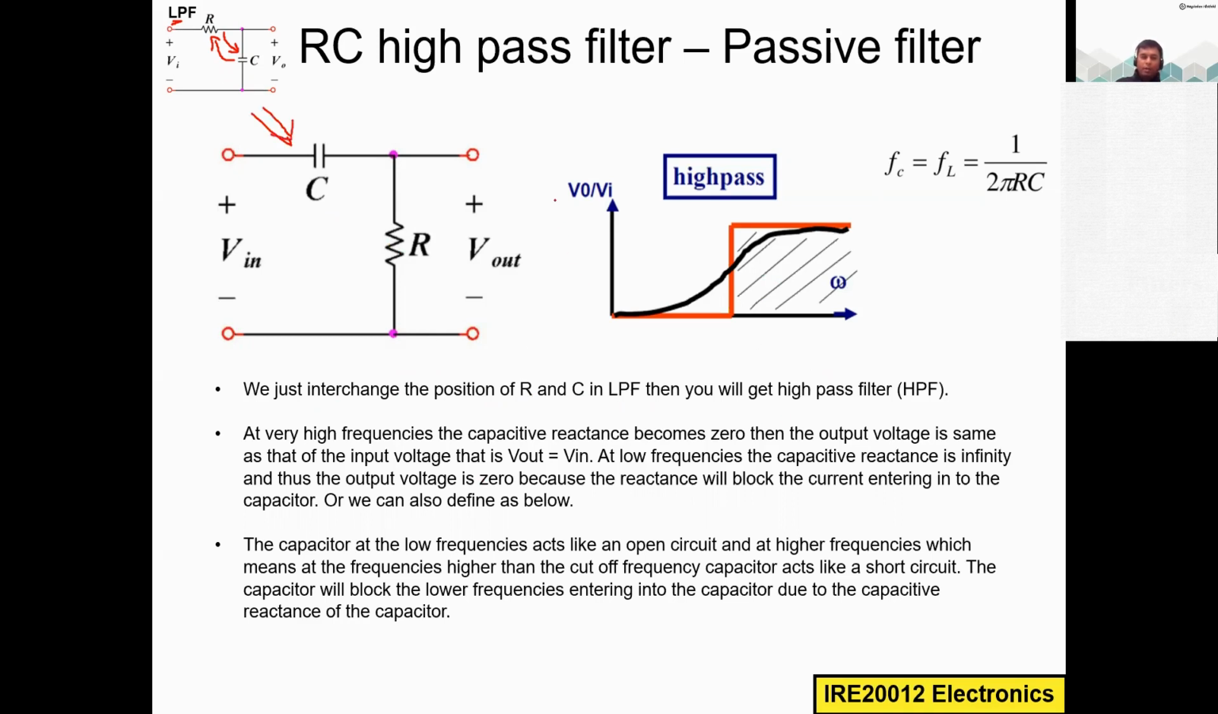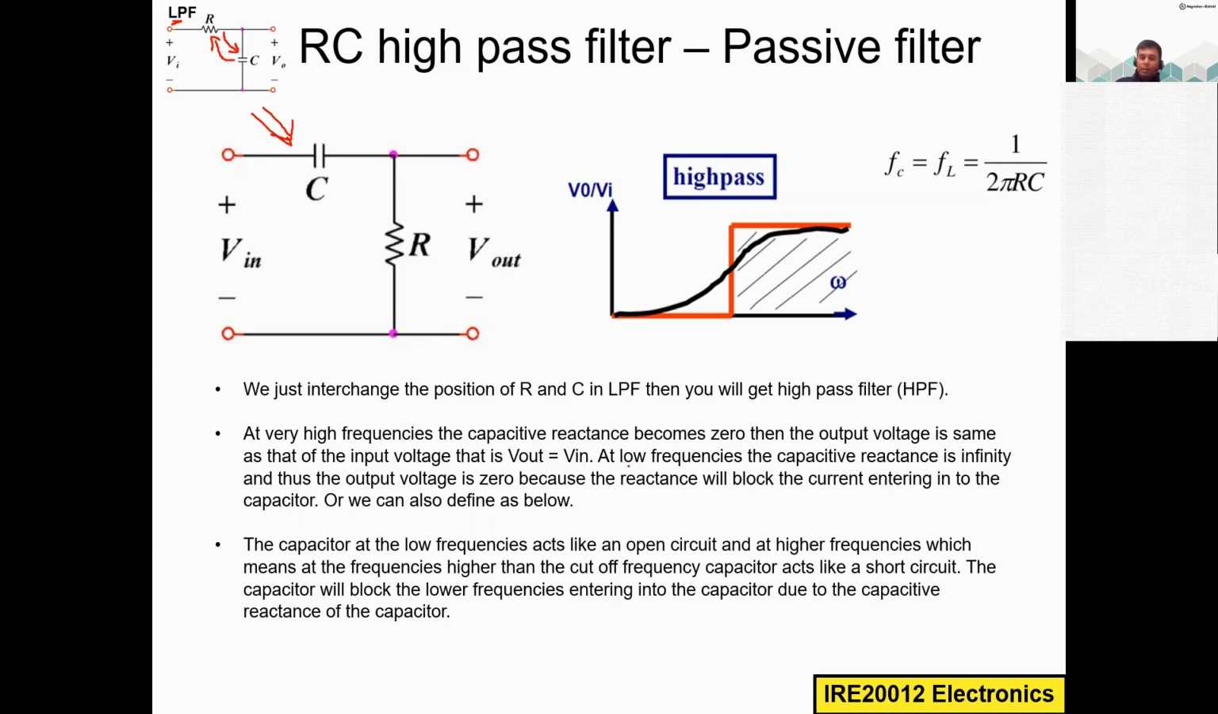So here, how is this high pass filter working? We know a high pass filter only passes high frequencies and blocks the low frequencies. So at very high frequencies, the capacitive reactance becomes zero, the same principle I told you in the low pass filter. So it means the output voltage is the same as the input voltage, that is V out is equal to V in.